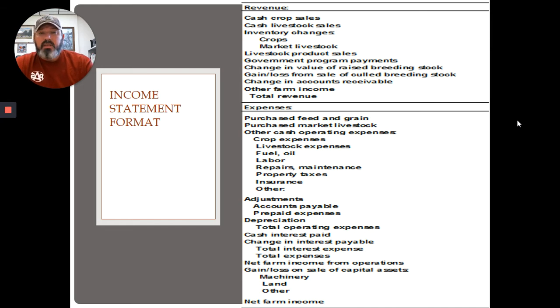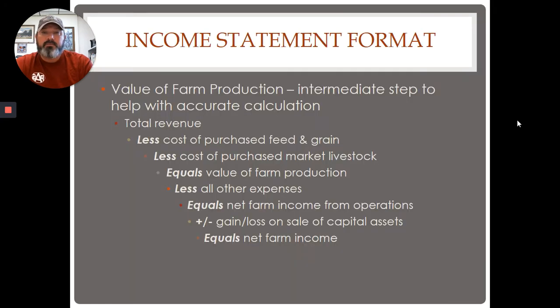So here's maybe a chart of accounts. Again, kind of a different way of looking at it. You could go through each one of those lines on your own operation and list a number: cash crop sales for the year, livestock sales, cash inventory changes in crops or market livestock, and so on and so forth. And same thing with the expenses as you get down through there. But bottom line, as you get down to the bottom of this chart of accounts, you should hopefully come up with a net farm income number on that income statement format.